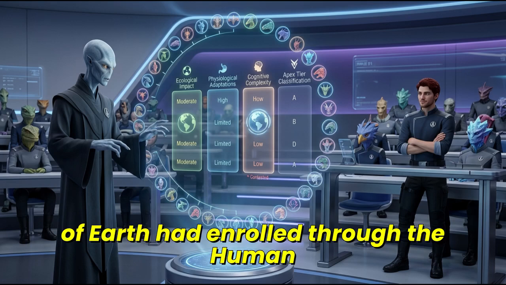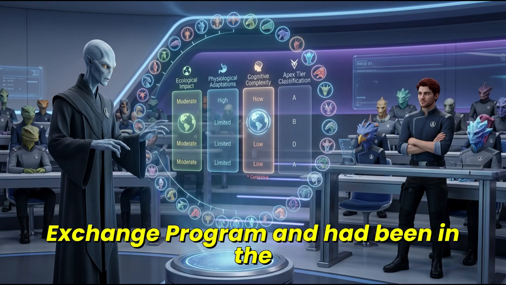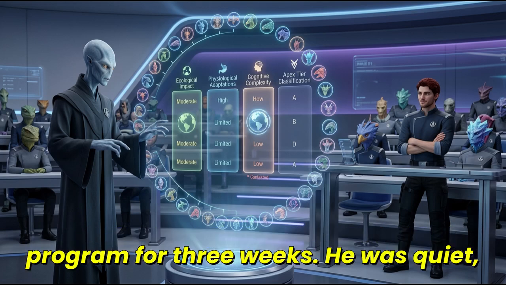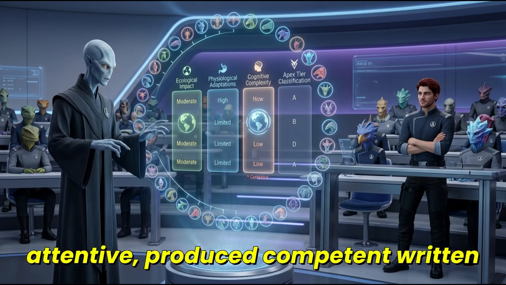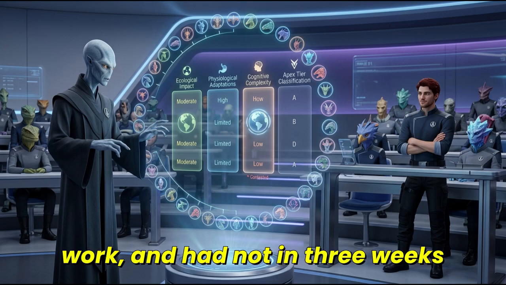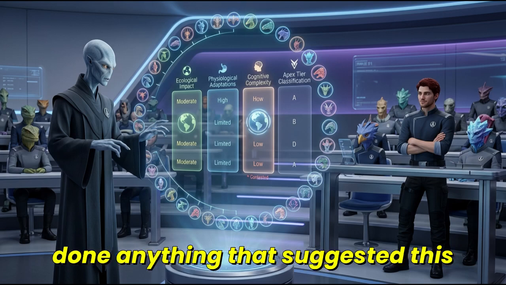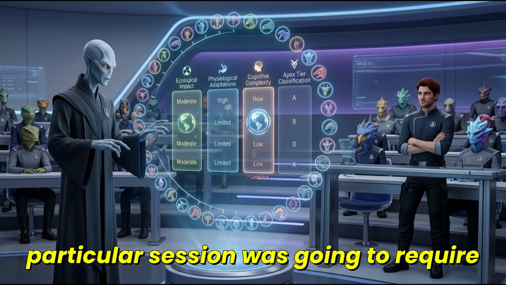Cadet Ryden Voss of Earth had enrolled through the Human Exchange Program and had been in the program for 3 weeks. He was quiet, attentive, produced competent written work, and had not, in 3 weeks, done anything that suggested this particular session was going to require Dalen to update his curriculum.